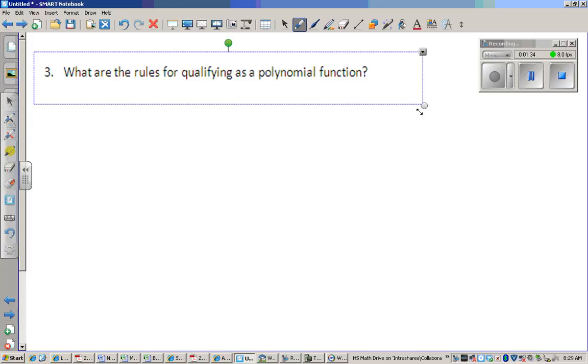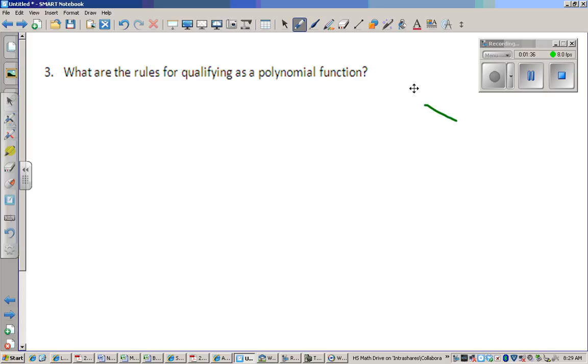Okay, what are the rules for qualifying as a polynomial function? Question number 3. The rules are easy. You could look these up in your book to confirm. Likely, what's going to happen on the final is it's multiple choice, so there might be 4 equations, and they would say which one is not a polynomial or which one is a polynomial. What you're looking for is you're looking at the exponents.